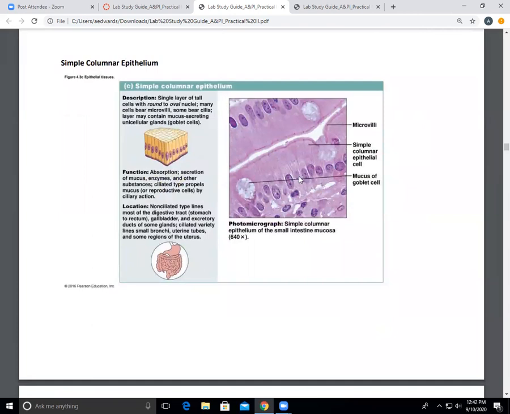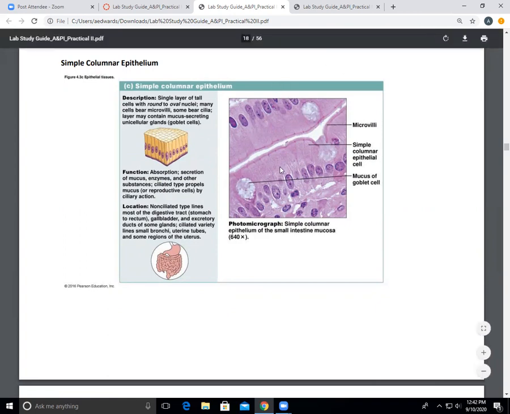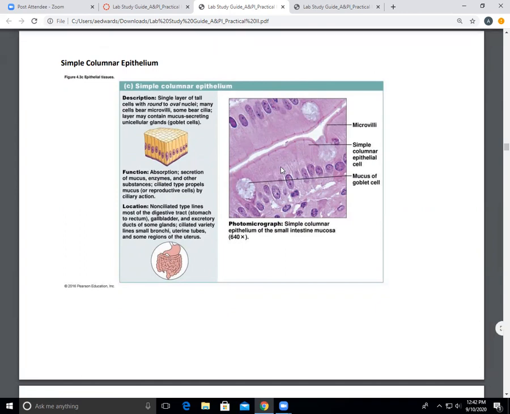All right, this one is simple, so it's one single layer of rectangular cells. This can help with absorption and secretion. One thing I want you to know here is these circles that are light stained, these are goblet cells. G-O-B-L-E-T, goblet cells. They secrete mucus. You see them in the digestive tract, gallbladder, bronchi, uterus.